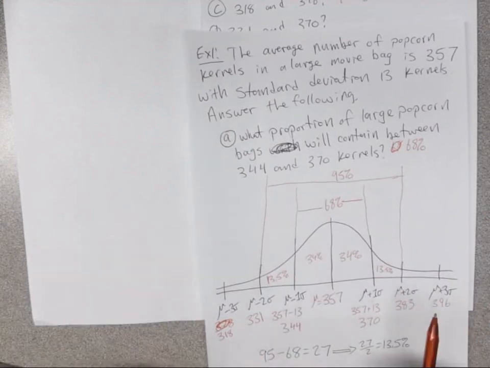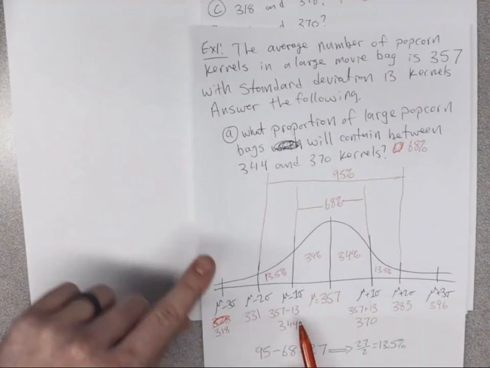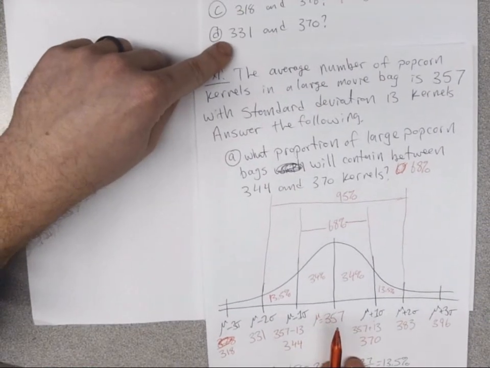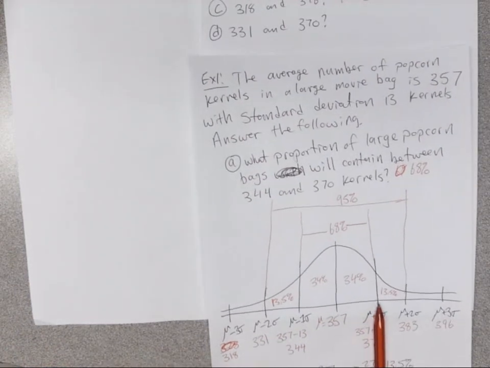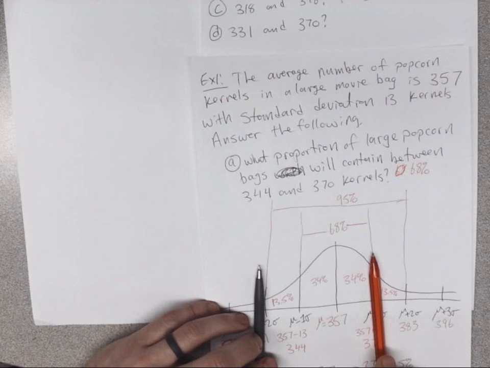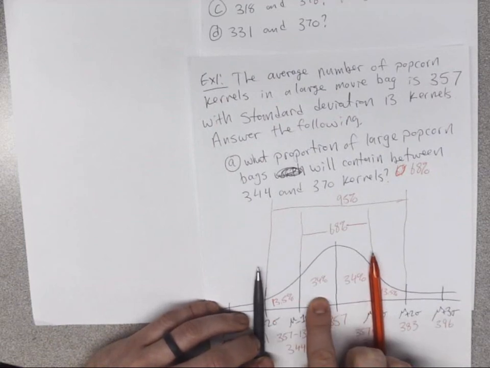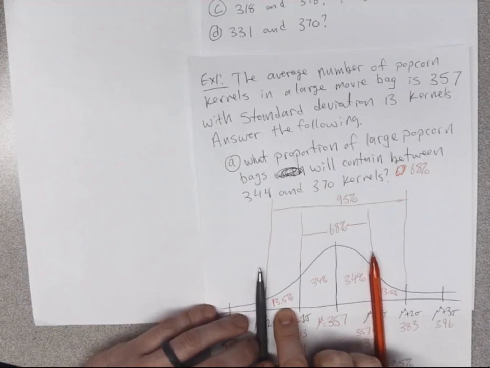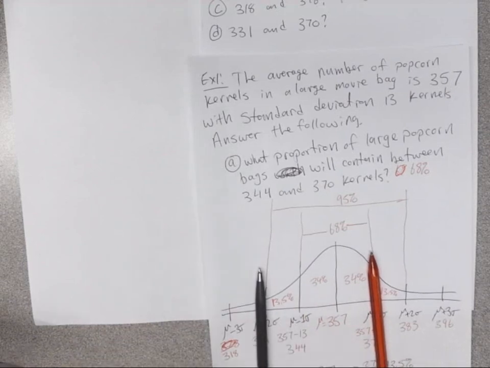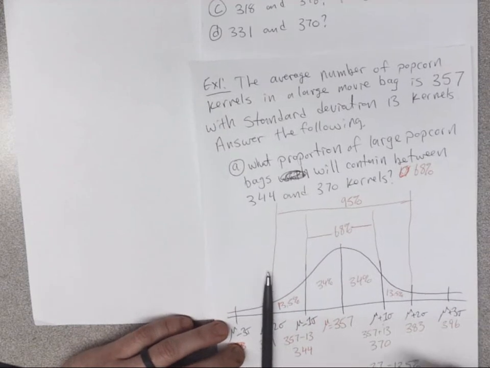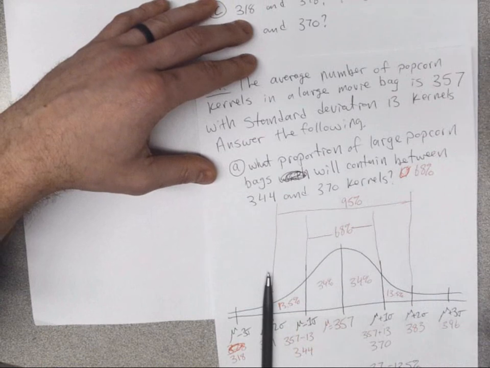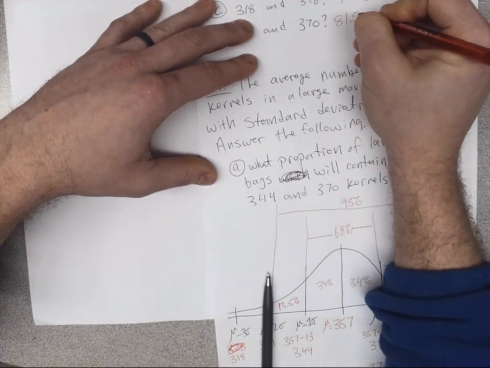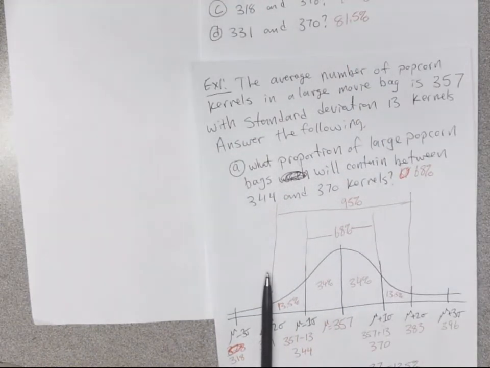All right, so now let's go back and see if we can figure this out. Part D said 331 and 370. So here's 331 and here's 370. So it lies between these two pins here. All I have to do is add these percentages together. 34 plus 34 is 68, and then plus this 13.5%. So 68 plus 13.5 is 81.5%. And that's it for this one.